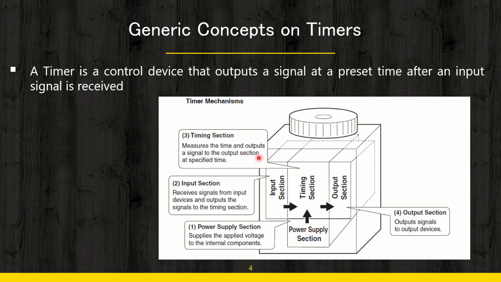Now you see that a timer consists of 4 different sections. One is the basic power supply section that supplies the applied voltage to the internal components. It is needless to say that power supply is required for any such device. Then there is an input section. This input section receives the signal from the input and outputs the signals to the timing section. The timing section measures the time and outputs a signal to the output section after the specified time, and through the output section the output signals go to the output devices. This is very simple.